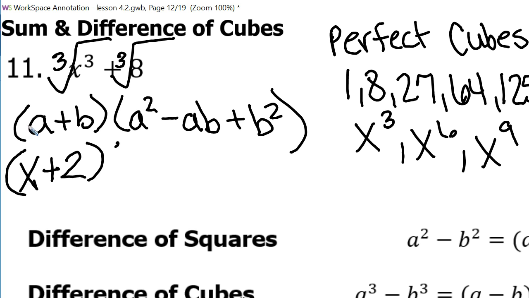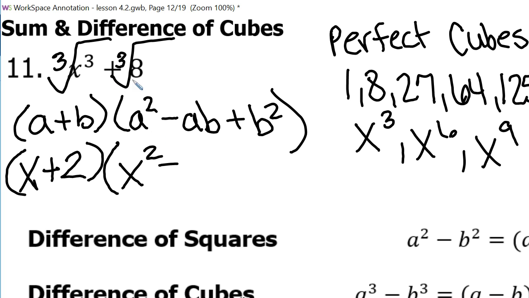Okay, now we're going to take these numbers for A and B and plug them into the trinomial formula. So for the trinomial, we need to take the A value and square it. So looking at my binomial, the A value is x. So if I take x and square it, that gives me x squared. Then the formula shows A minus.